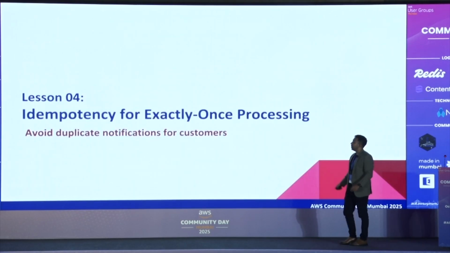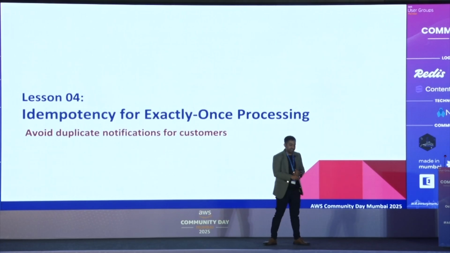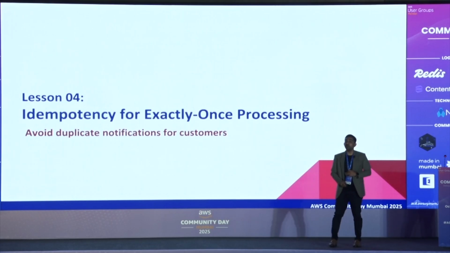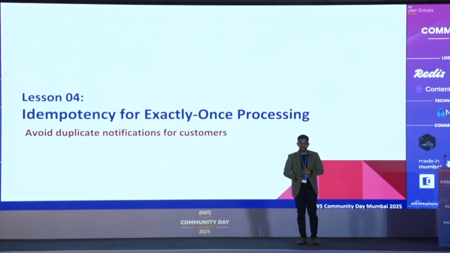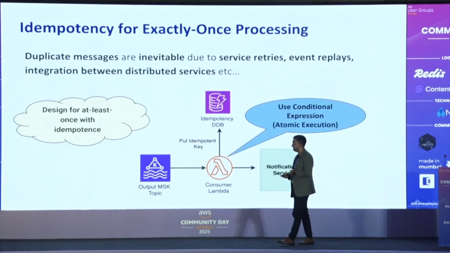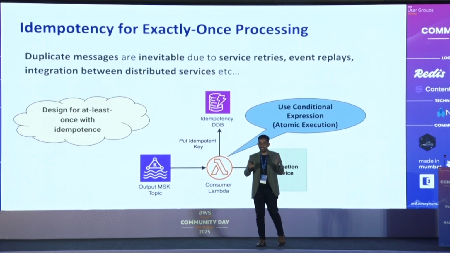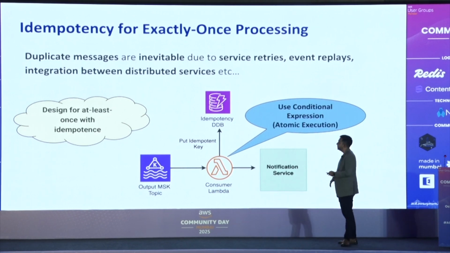All right. So lesson number 4. It's about idempotency for exactly once processing. It's about duplicate messages, guys. Now, when you are working with real-time feeds, you always get a duplicate message. I mean, not right away, but at some point in time, you get a duplicate message. So how are these duplicate messages introduced?